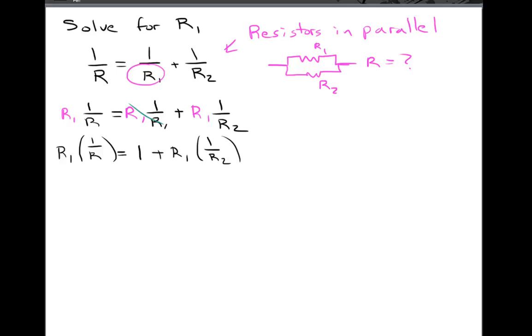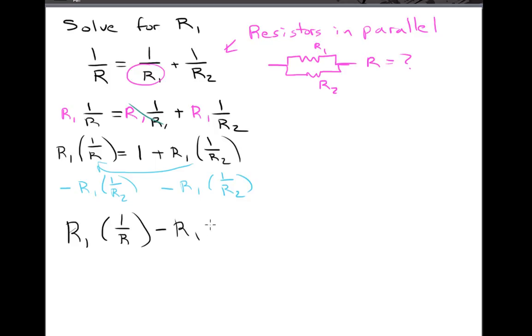I'm going to take this tail end term right here and scoot it over. So I'm going to subtract R1 times that mess from both sides here. And let's take a look at what we get. We're going to have R1 times 1 over R minus R1 times 1 over R squared, and it's going to be equal to 1.